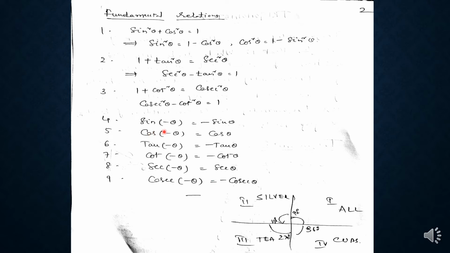So that is sin of minus theta is minus sin theta, cos of minus theta is cos theta, tan of minus theta is minus tan theta, cot of minus theta is minus cot theta, secant of minus theta is secant theta, cosecant of minus theta is minus cosec theta.